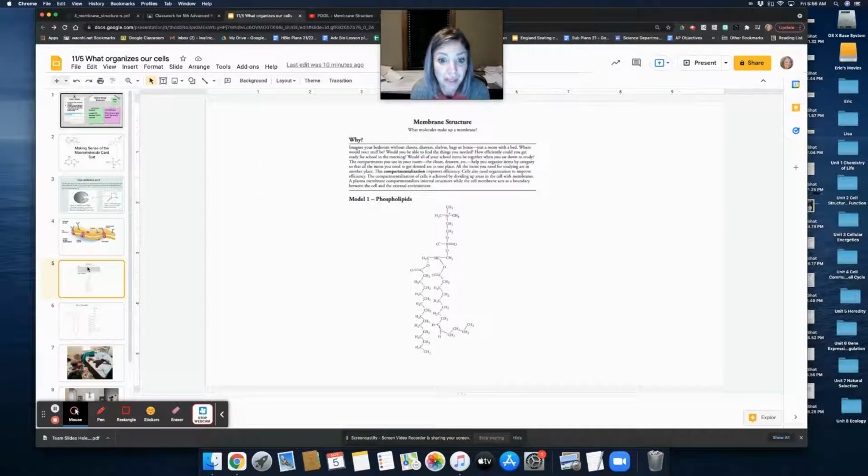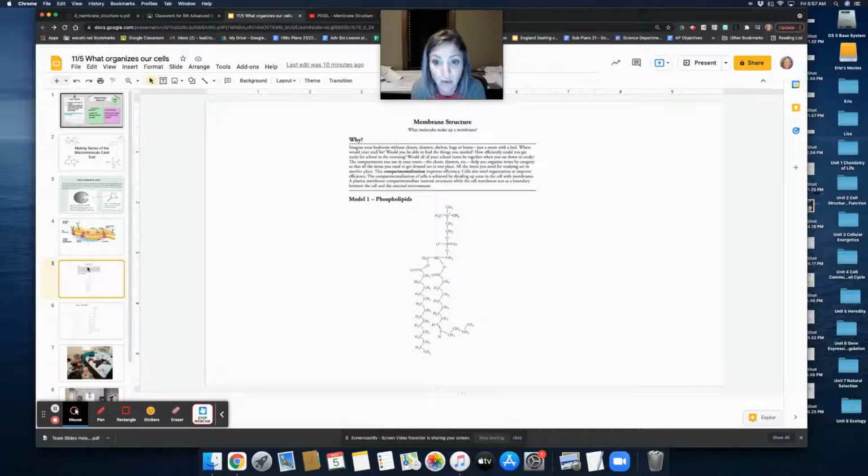Where would your stuff be? Would you be able to find what you needed? How efficiently could you get ready for school in the morning? Would all of your school items be together when you sat down to study? No. The compartments you use in your room, the closet, the drawers, help you organize items by category so that all the items that you need to get dressed are in one place. All the items you will need for studying are in another place. This compartmentalization improves efficiency.